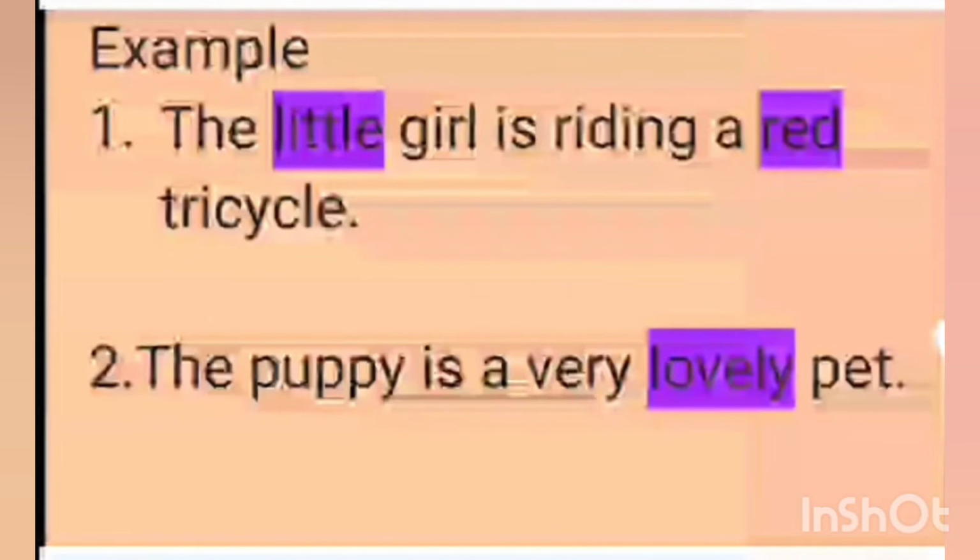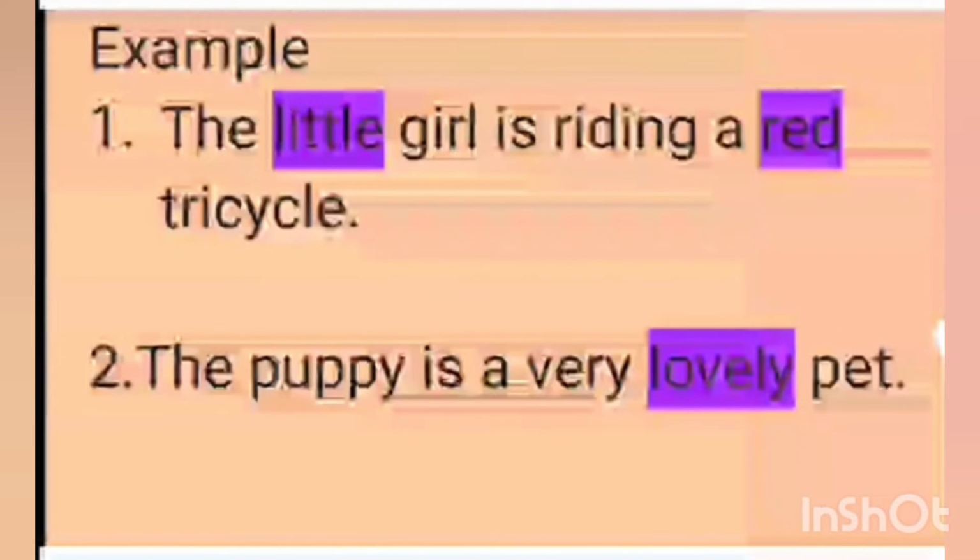Our first example: the little girl is riding a red tricycle. In this sentence, we are talking about a girl who is riding a cycle, but we are giving more information in this sentence, like how about the age of the girl? She is a little girl, right? So that little is an adjective in that sentence that describes the girl. Like that, we are also mentioning the color of the tricycle, that is red. So little and red both are adjectives in the sentence.